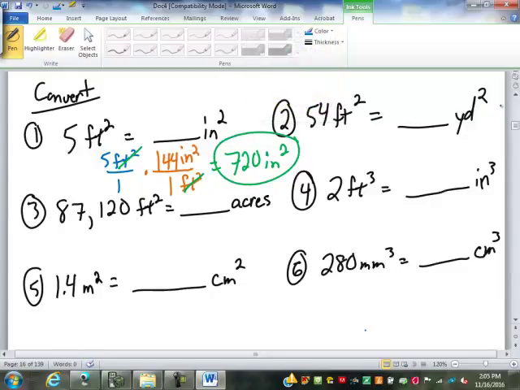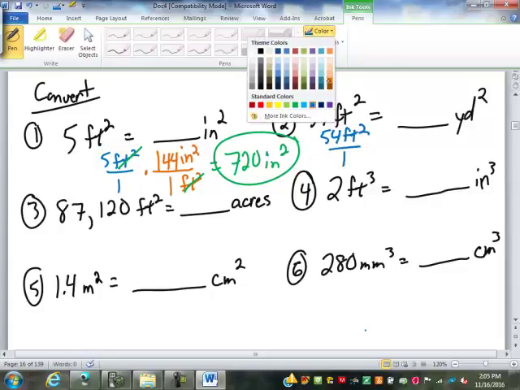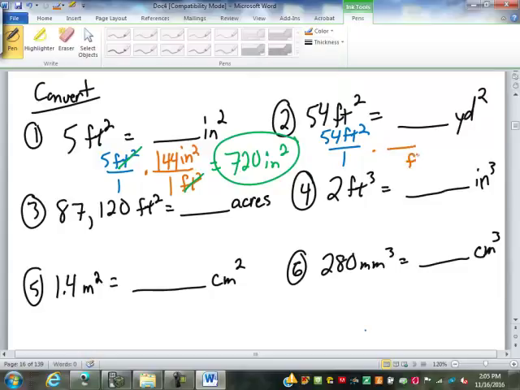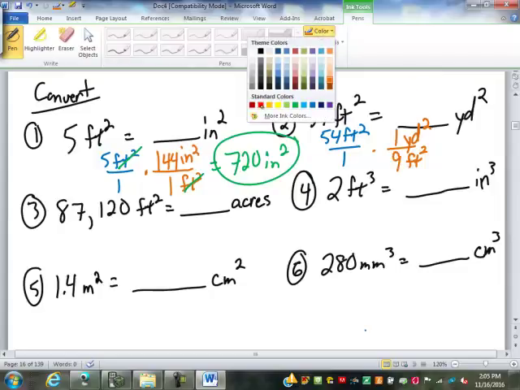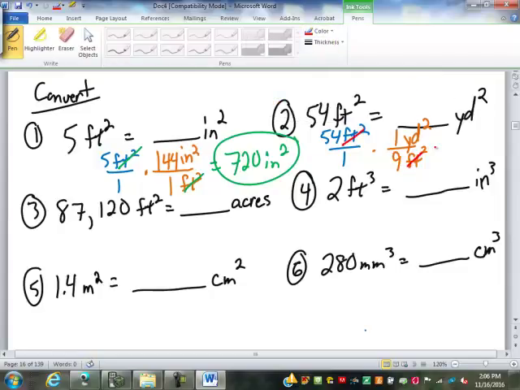So then square feet into square yards is the same thing. We have 54 square feet. When we go to convert that into square yards, 1 yard is 3 feet, but 1 square yard is 3 by 3 or 9 square feet. So square feet cancel out. Now this time, since the 9 is on bottom, we're going to divide by it. 54 divided by 9 is 6 square yards.